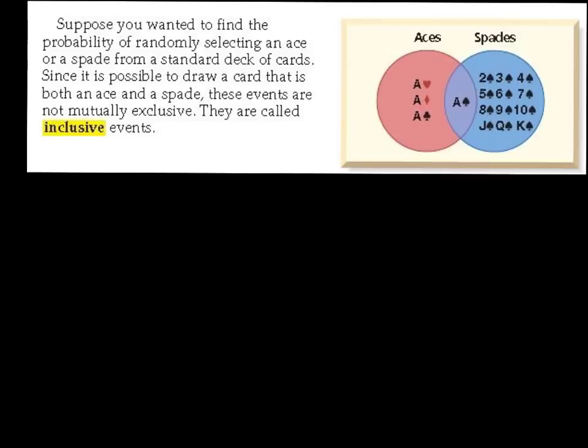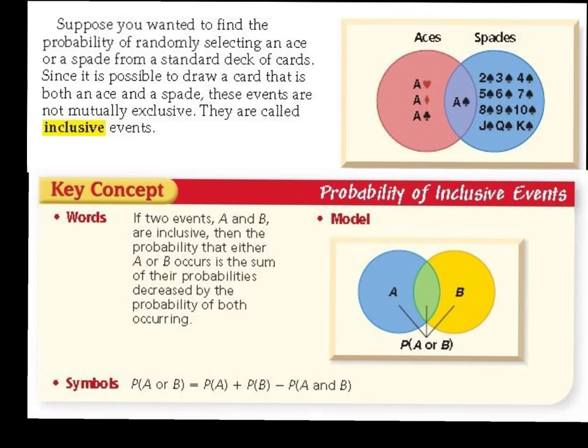Suppose you wanted to find the probability of randomly selecting an ace or a spade from a standard deck of cards. Since it is possible to draw a card that is both an ace and a spade, these events are not mutually exclusive. They are called inclusive events. If two events A and B are inclusive, then the probability that either A or B occurs is the sum of their probabilities decreased by the probability of both occurring. So the probability of A or B equals the probability of A plus the probability of B minus the probability of A and B.